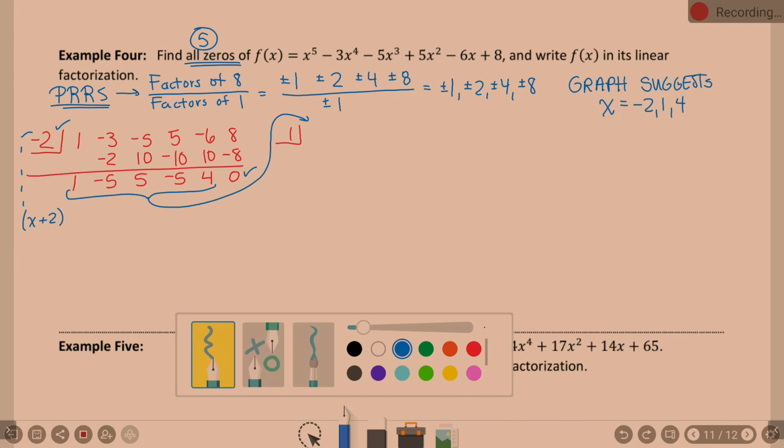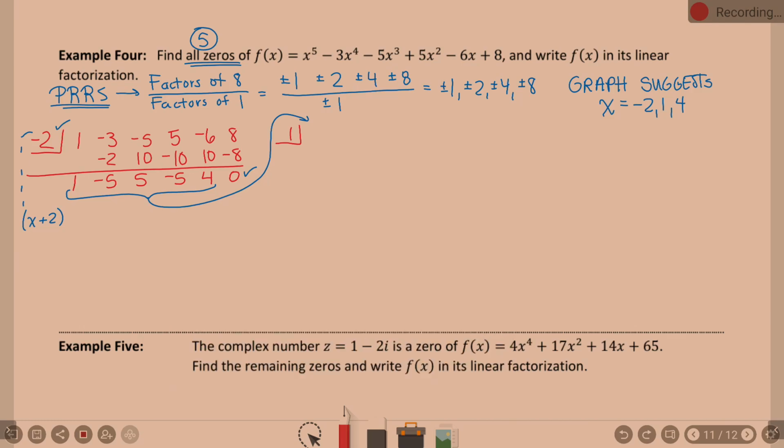I've got to speed things up because we've got to get through that last problem. 1, -5, 5, -5, 4. We don't need the 0. Drop the 1, multiply. Add, multiply. Add, multiply. Add, multiply. Oh, you put a -4 instead of a -5.